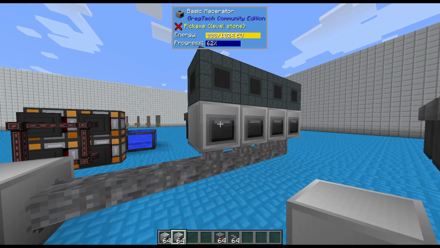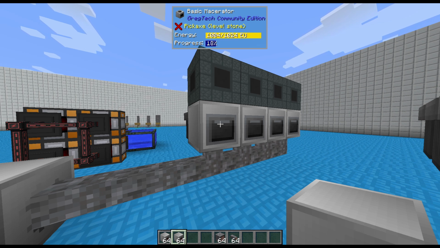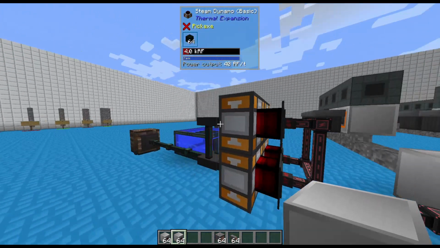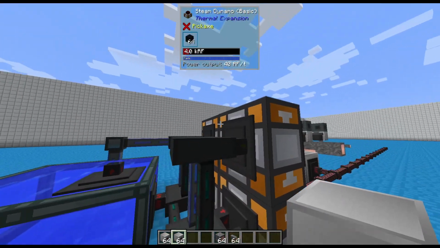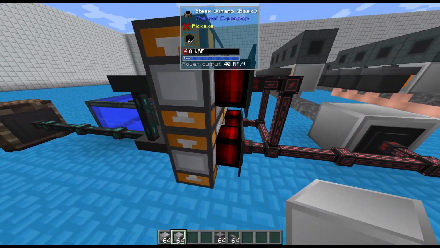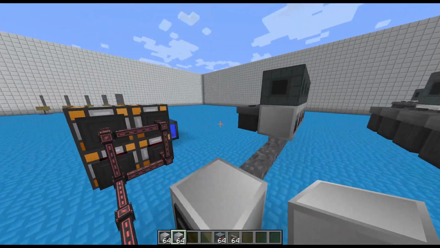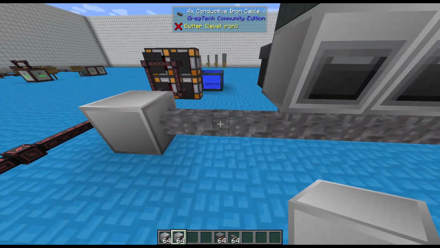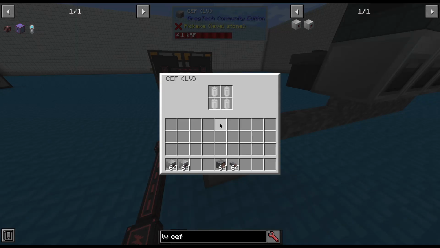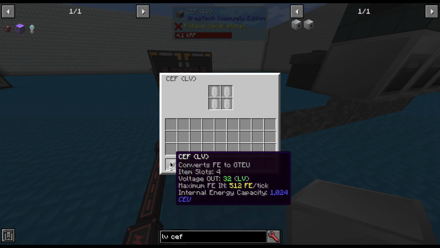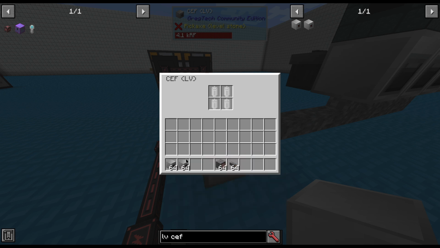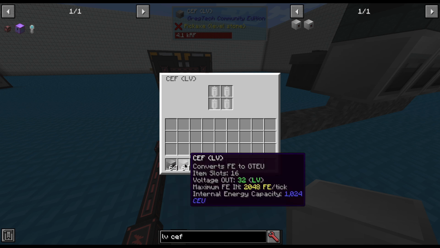During the game, you might encounter one issue, which is that tech machines require EU energy, EU power, where we are generating RF through our dynamos, especially at the beginning of the game. So to transform RF energy into EU energy, we need CEF, and there are two types of CEFs. The first one is 4-slot CEF, and the other is 16-slot CEF.